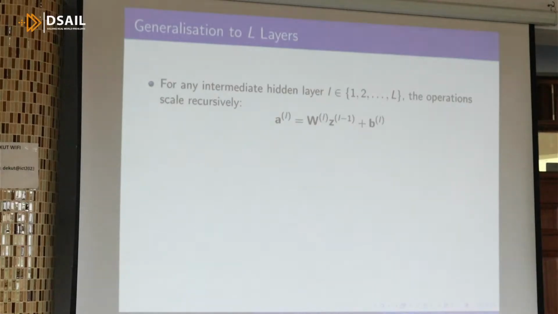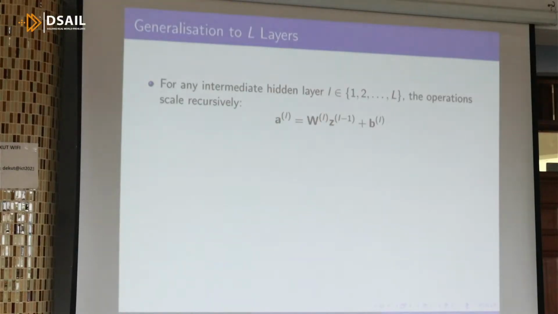What we want to do is to generalize this to L layers, whatever number of layers we have. For any intermediate hidden layer L, which is from 1 to L, not 0, because 0 is our first layer, the operations scale recursively. So you have A for layer L, the pre-activation value for layer L, is this linear operation here, which is WL, the weight matrix, multiplied by Z, the post-activation value from the previous layer.